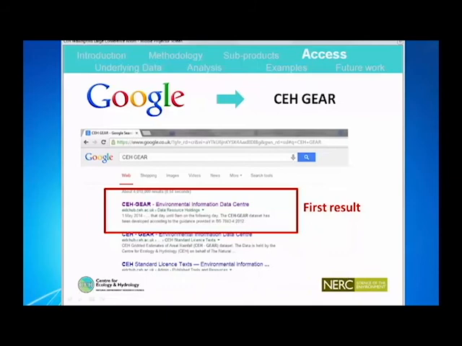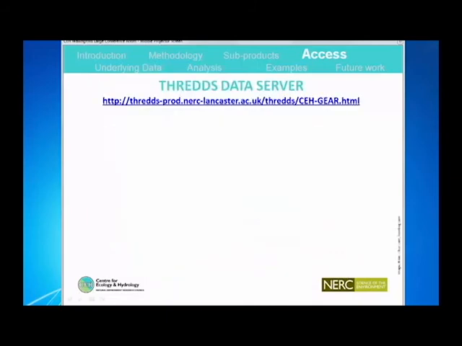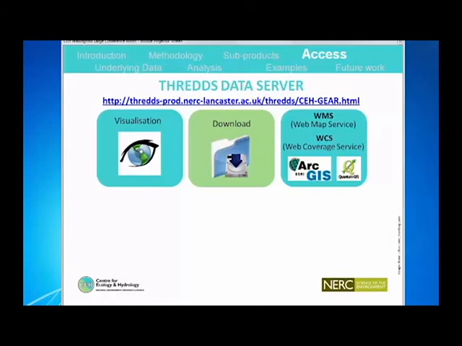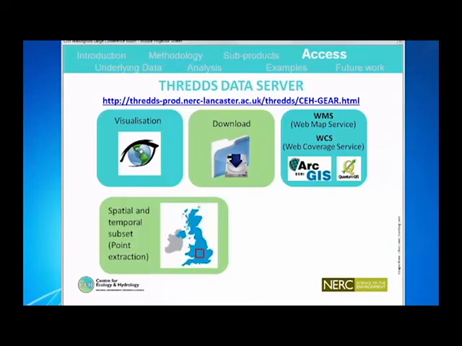And so the Threads data server has a range of functionalities that are useful to users, such as you can visualize the data, you can download it, although I wouldn't recommend doing that unless you're only interested in a couple of years, because the data is huge, and there are other ways of accessing the data which are more efficient, I think. The web map and web coverage services allow you to directly access the data through GIS systems such as ArcGIS or QGIS, so you can actually load the data from the server without having to download it. And you can also do some spatial and temporal subsets or point extractions.